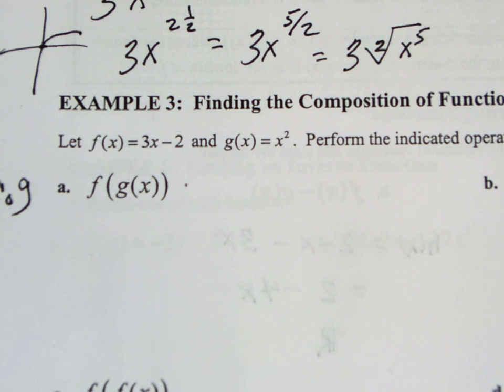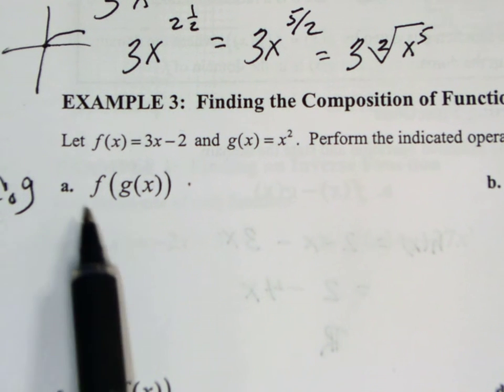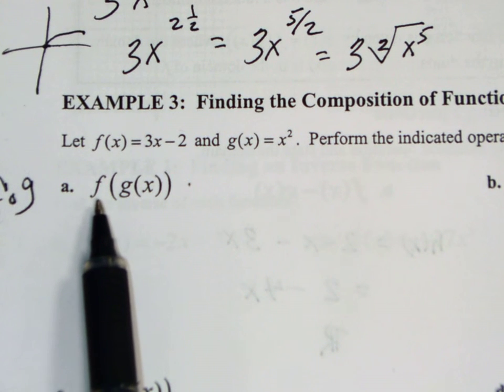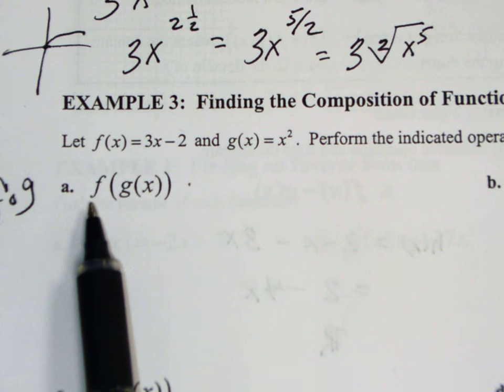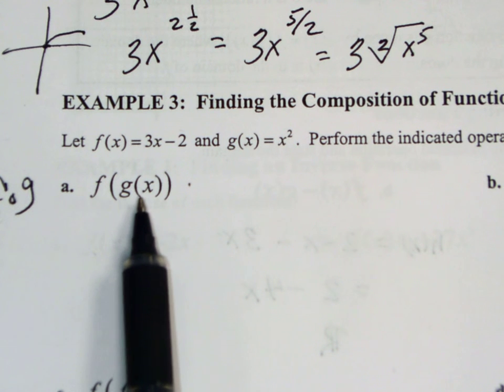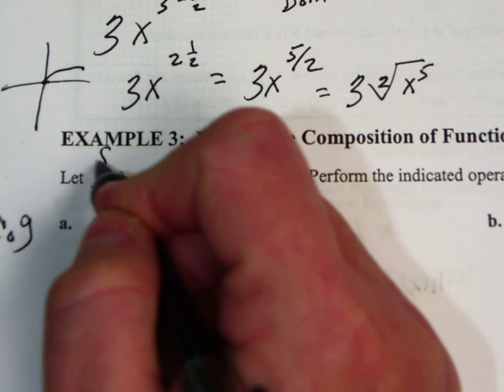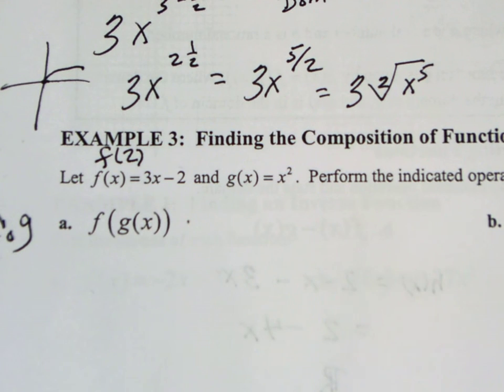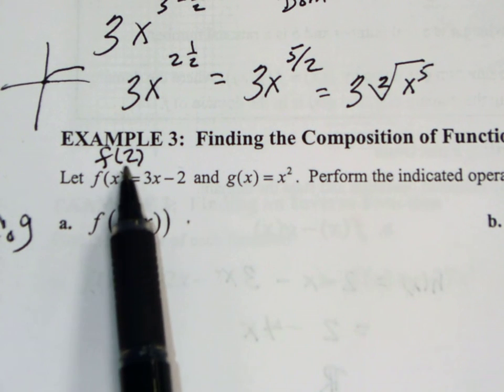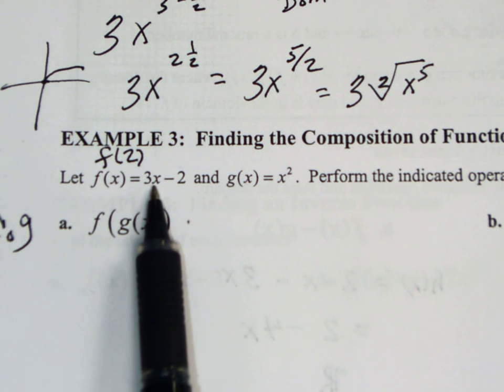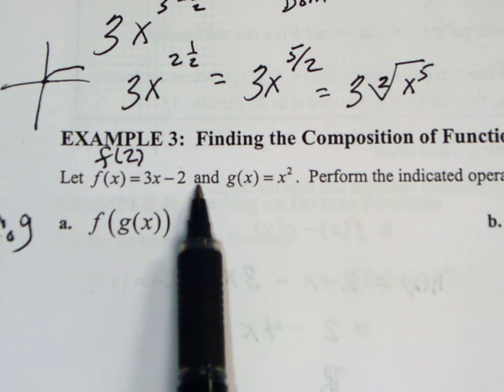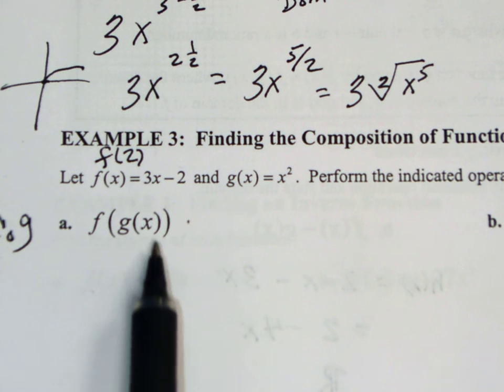When I deal with composition of functions, I always look at the outside first. So this says I'm going to take f, and inside of all the x's for f, I'm going to put g of x. When I relate this back to function notation that I learned in Algebra 1, you'd see something like f of 2. If I said it was f of 2, what would you do with that 2? You'd put the 2 in for x, and you say 3 times 2 minus 2. So we're going to do the same thing, but we're going to put g of x in it.